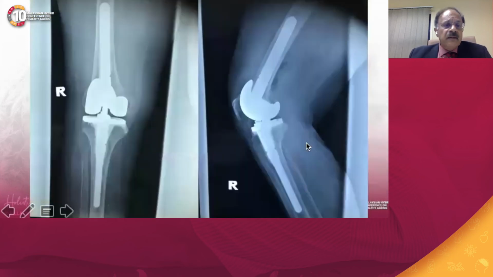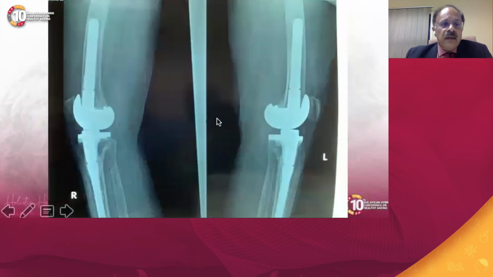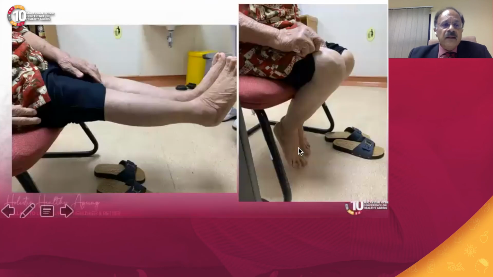So we went ahead and did the right knee as well. That's the AP, and that's a lateral view. There's the right, there's the left from the front. So both knees have been done. That's a lateral view of the right knee and the left knee as well. Now you can see both knees, how straight they get and how much you can bend, nearly 120 degrees. Quite comfortable. I have a little video here.